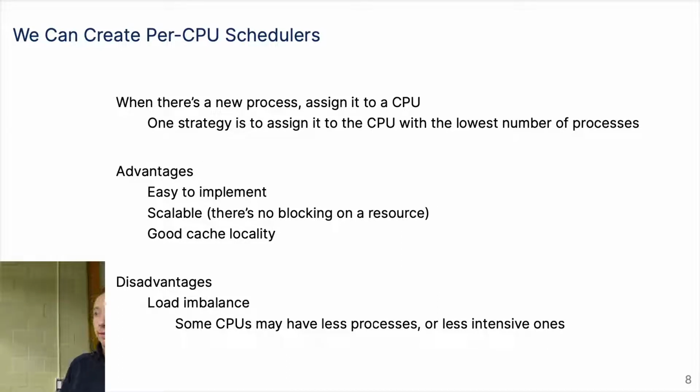So if you have 8 or 4 cores and 8 processes, then the global scheduler would just put 2 processes on each core, and then they would stay on each core for as long as they're running. So this is easy to implement.